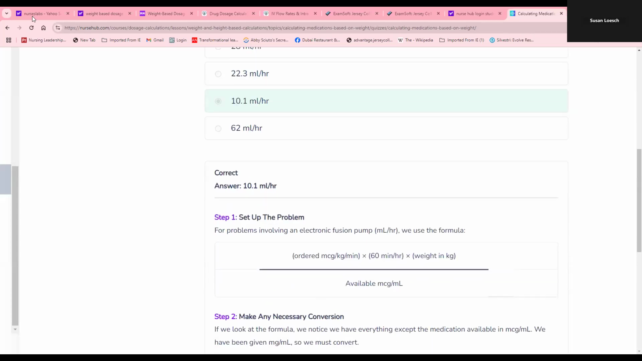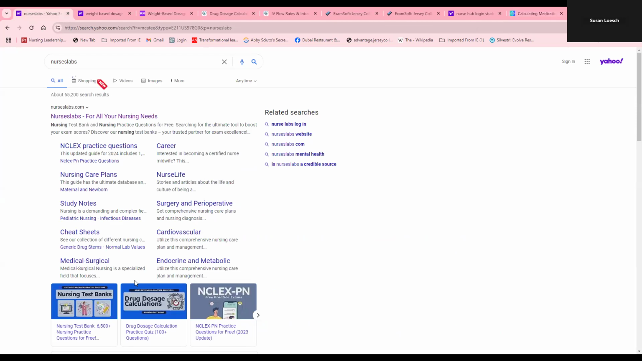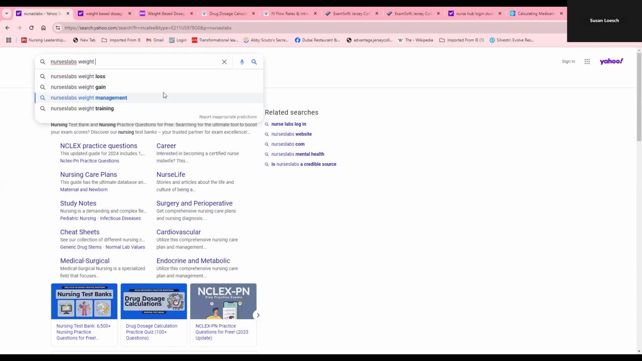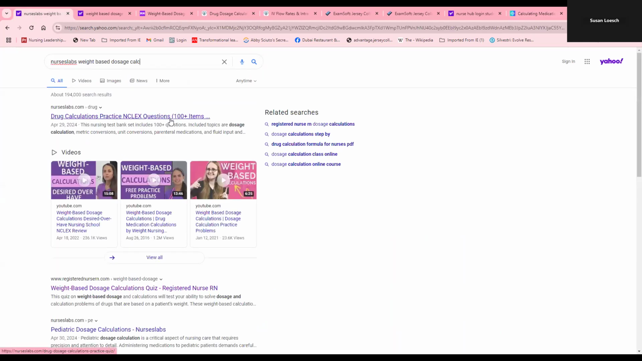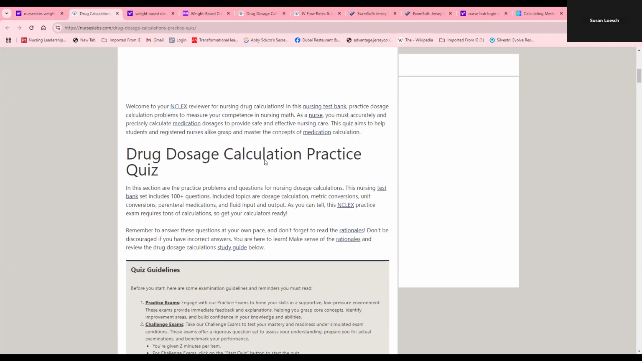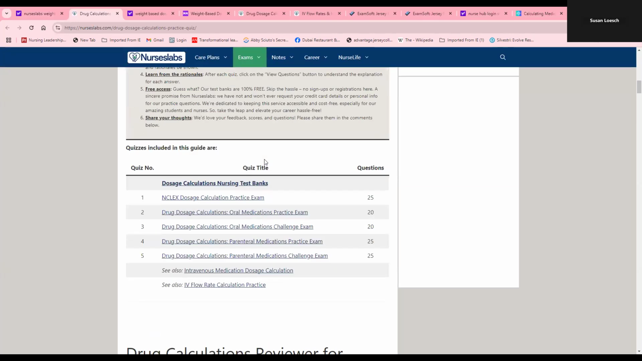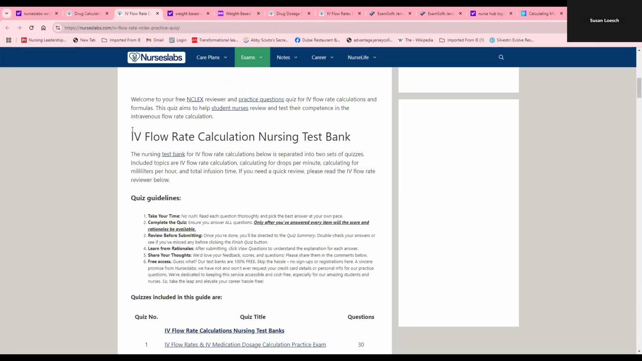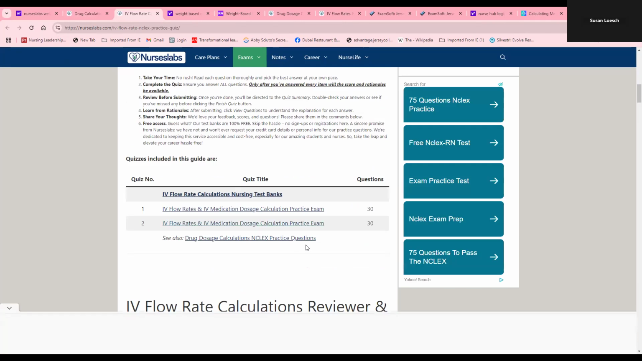Nurses labs probably. Let's see if they have weight-based calc, you just kind of got to look for it. It's just that theirs can be a little challenging because of the questions.